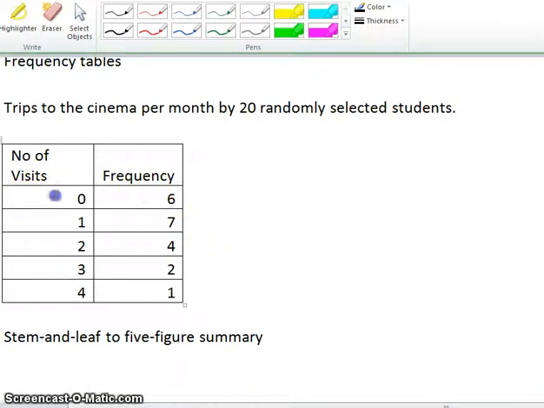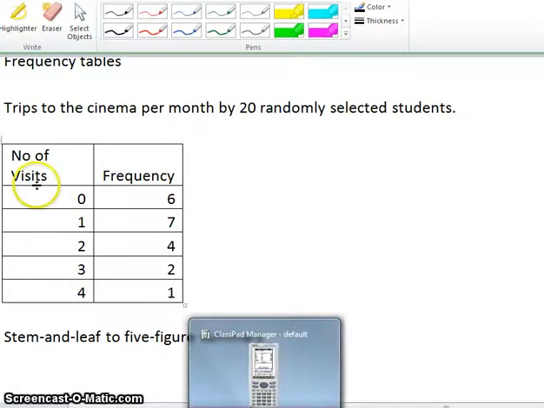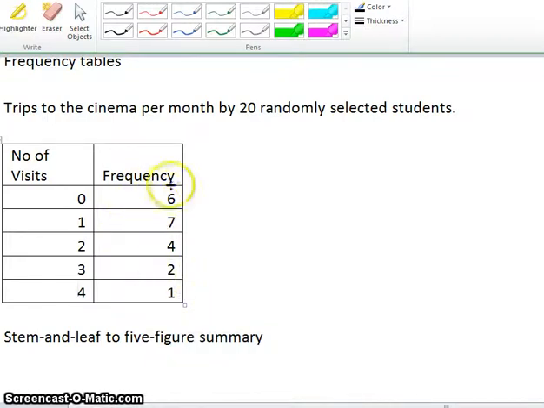So this basically is saying that the number 0, or 0 visits to the cinema, came up 6 times. So that is 6 selected students actually reported not going to the cinema at all. Then that means that 7 students reported going once, 4 students reported going 2 times, 2 students reported going 3 times, and 1 student went to the cinema 4 times. Big fan of the movies. So the frequency there should add up to 20, so 6 and 7 is 13, 17, 19, 20, it does add up. So that's worked out well for us.